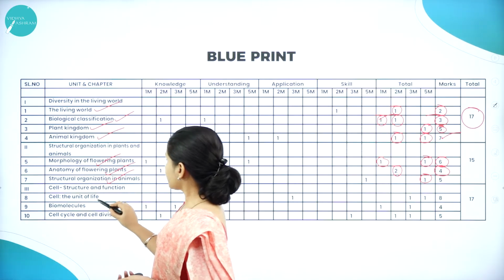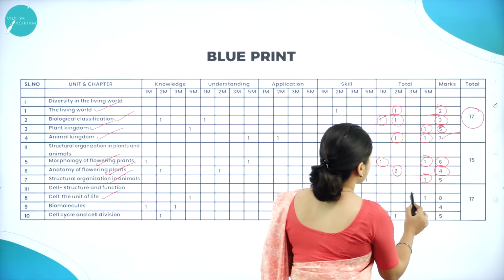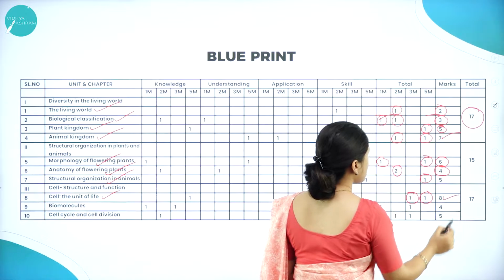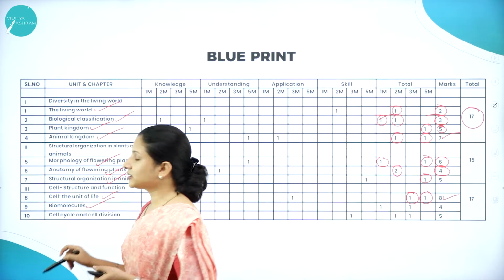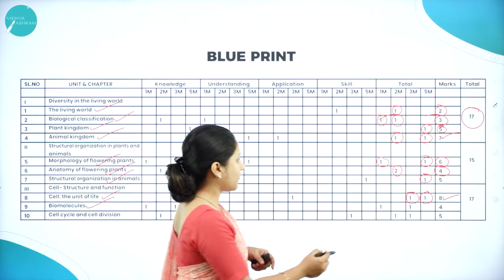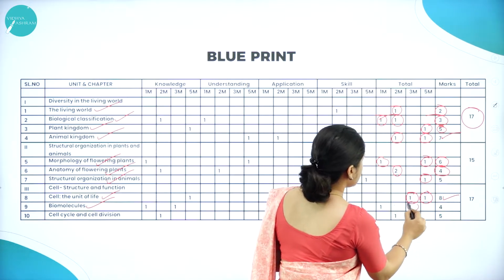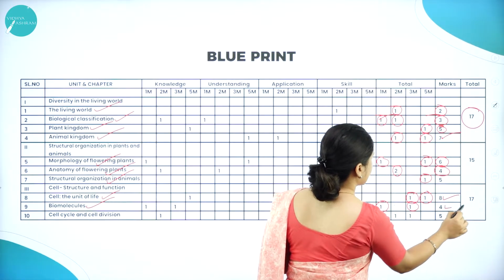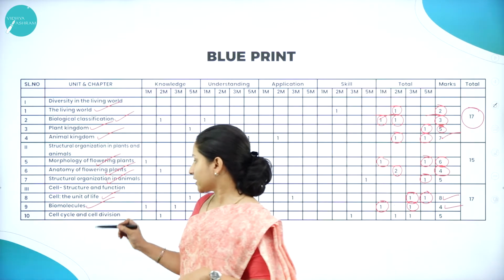And next, under cell, the unit of life, they will ask 1 question for 3 marks and 1 question for 5 marks. So totally it is for 8 marks. Then moving on to the next chapter, that is biomolecules. For biomolecules, they will ask 1 question for 3 marks and 1 question for 1 mark. Totally that particular chapter carries a weightage of 4 marks.